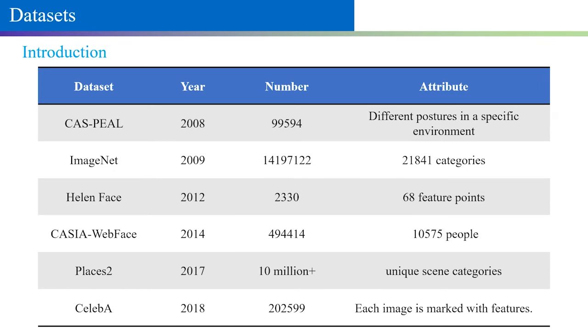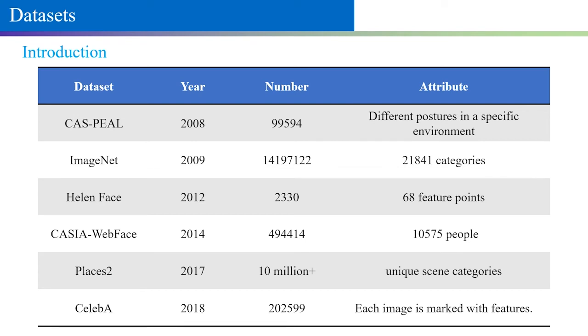The CASIA dataset consists of 99,549 images of 1,040 people with different postures, expressions, lighting conditions, and whether they wear glasses and other information in a specific environment. The ImageNet dataset contains more than 10 million pictures and more than 20,000 categories. The Helen Face dataset includes a training set and a test set, all of which are marked with 78 feature points.